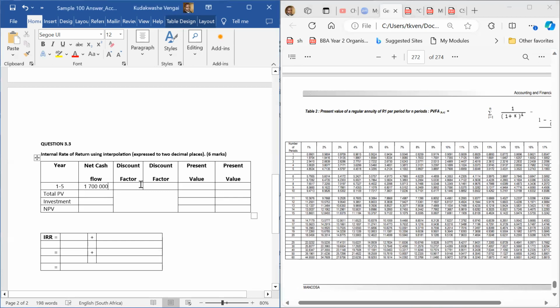So we're going to use 2 consecutive discount factors to calculate this. So discount factor number 1 and discount factor number 2. Discount factor number 1 should give us a negative net present value, and then the other discount factor should give us a positive net present value. Then using the negative net present value and the positive net present value, we calculate the internal rate of return using interpolation.